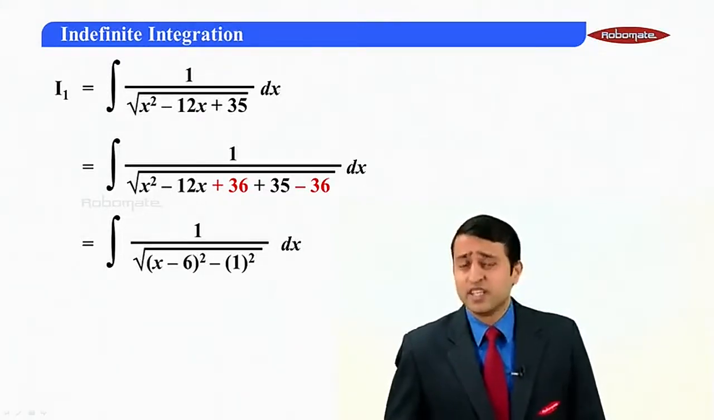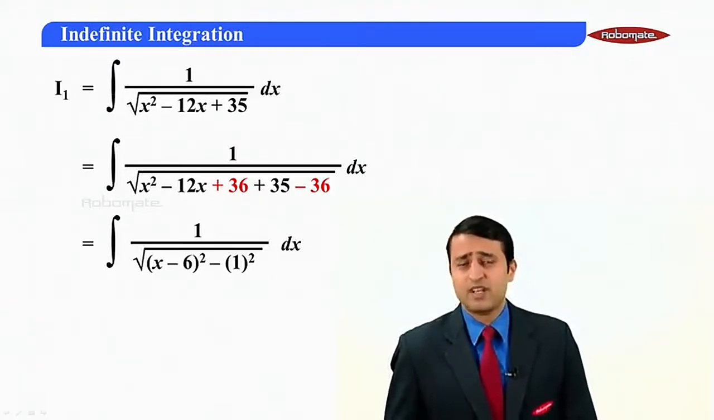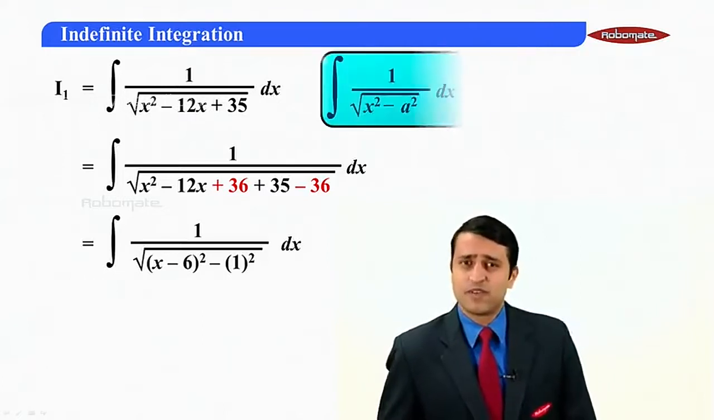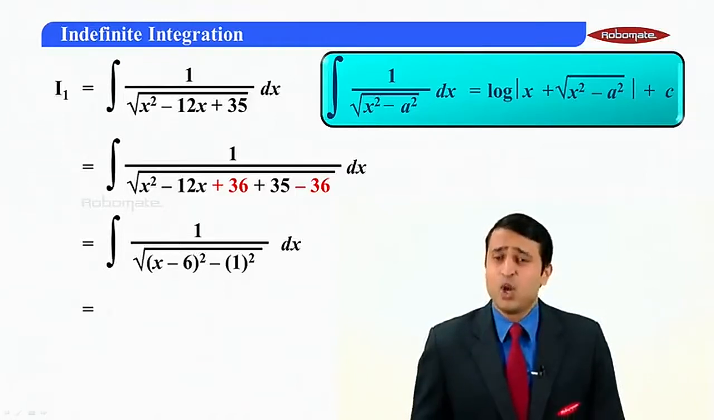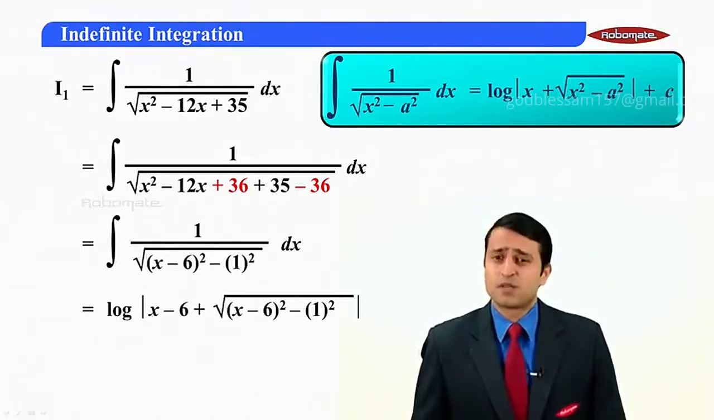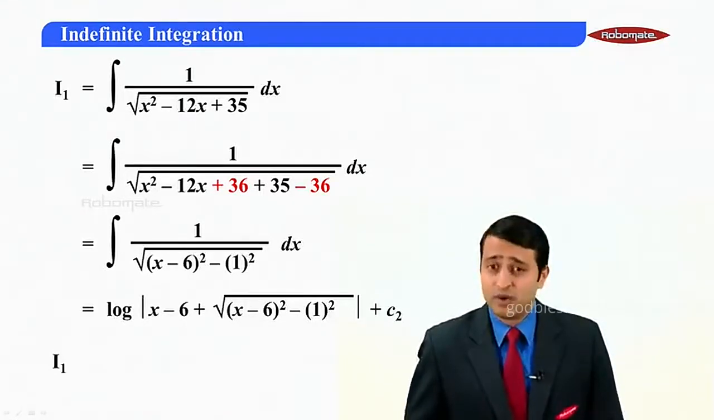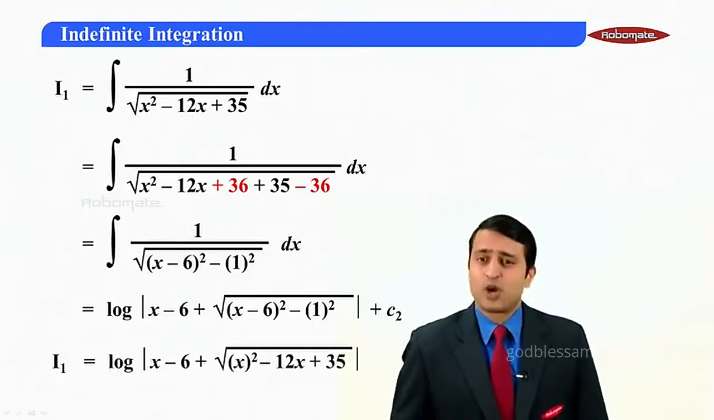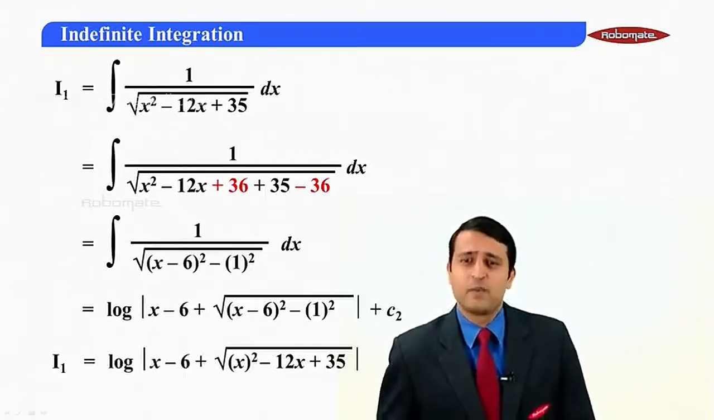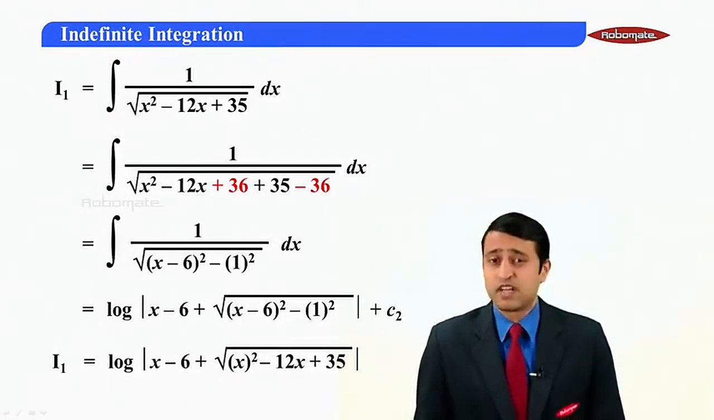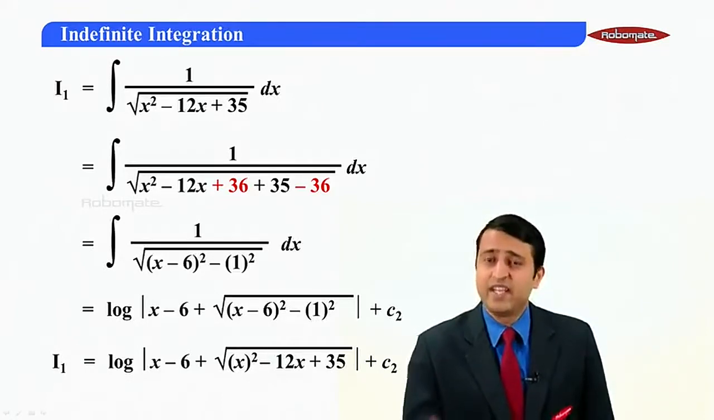Now my dear students, this integral is of the form 1 upon root of x square minus a square. So log mod of x plus root of x square minus a square. That's the answer. Let's apply the formula. So it will be log mod of x minus 6 plus root of x minus 6 the whole square minus 1 square plus c2. Now this I need to simplify. So log mod of x minus 6 plus, if I simplify the function inside the square root, it will be x square minus 12x plus 35 plus c2. I1 is done.